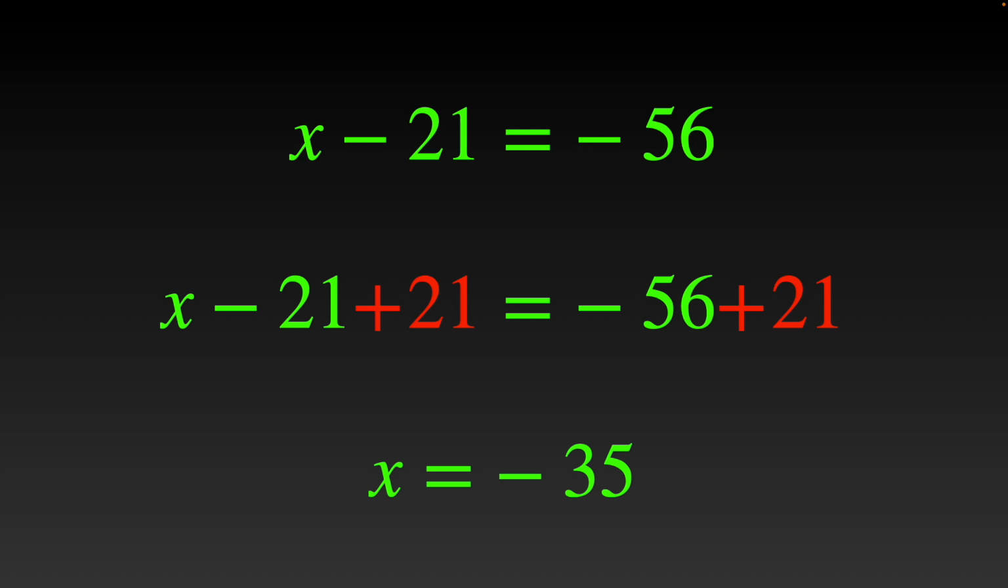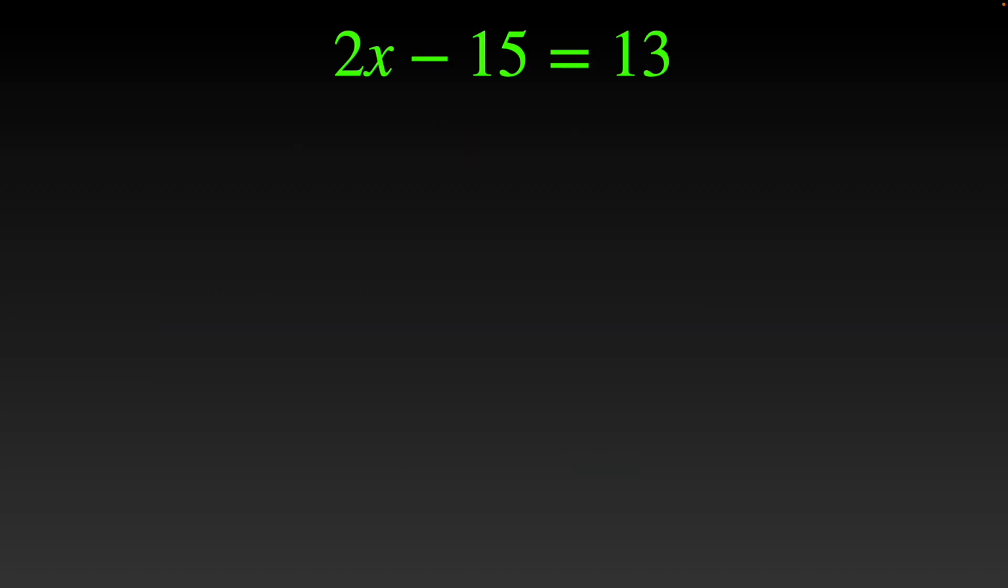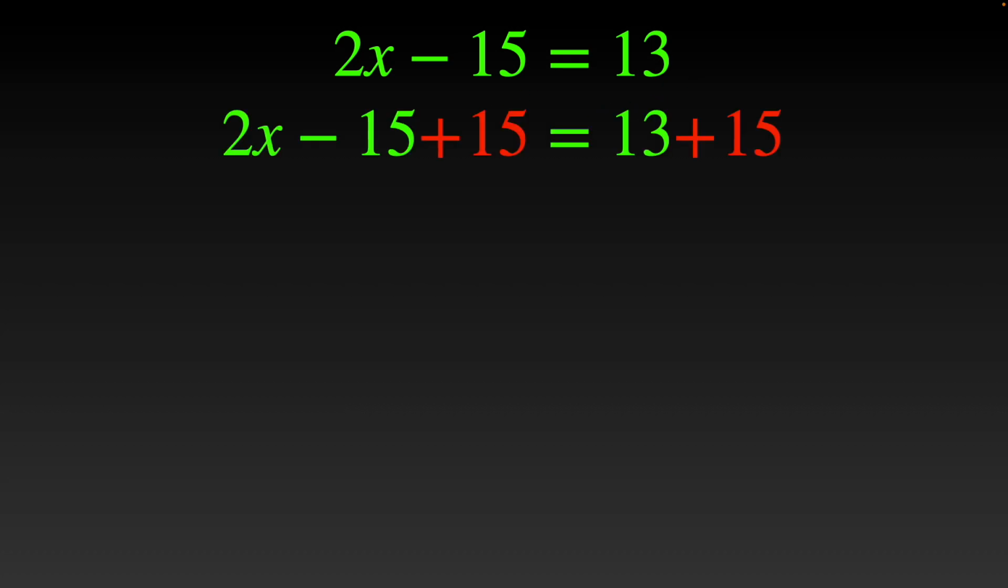Now, let's take a look at our final example. 2x minus 15 is equal to 13. First, let's take care of this negative 15 on the left-hand side. Remember, we need to use the same number, 15, with opposite sign. So plus 15 on the left-hand side and plus 15 on the right-hand side.